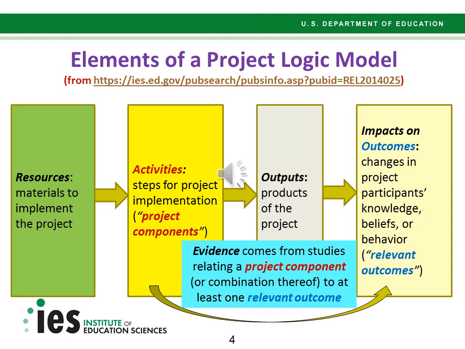If influencing a student outcome or other relevant outcome is a goal for a project, then that outcome is a relevant outcome for the project. Evidence to inform the design of a project, including the selection of project components, comes from studies that relate a project component, or a combination of project components, up to and including the project as a whole, to at least one relevant outcome.